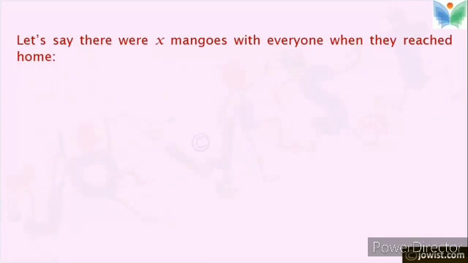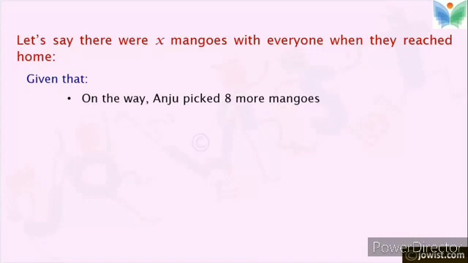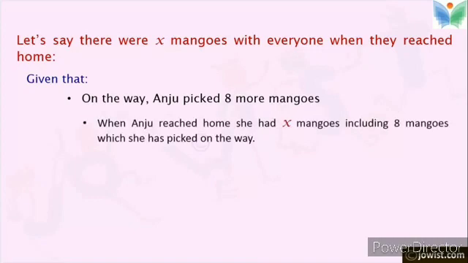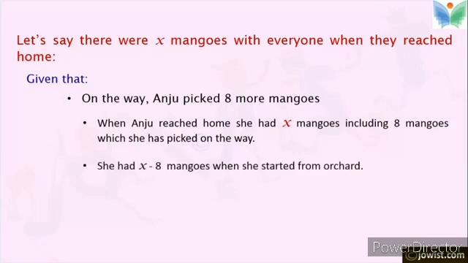Let's also revise the facts. It is given that on the way, Anju picked 8 more mangoes. We have also assumed that when Anju reached home, she had X mangoes, which also includes the 8 mangoes which she picked on the way. Hence, she had X minus 8 mangoes when she started from the orchard. Therefore, we can say M is equal to X minus 8.